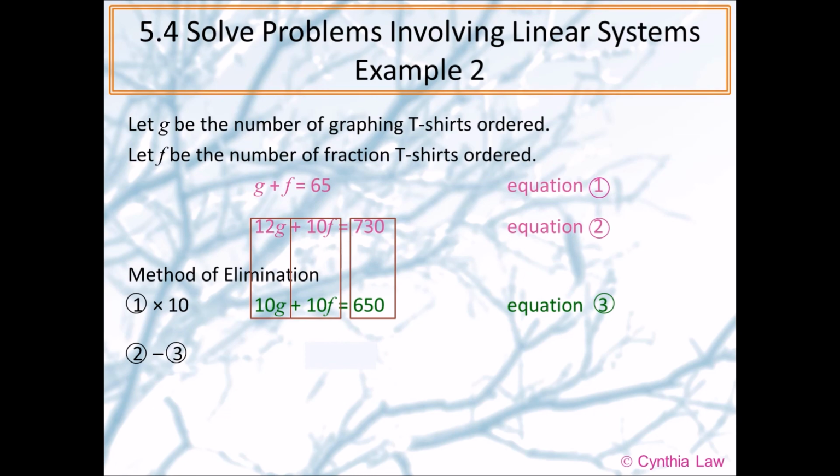So this is why I do not want to do it backwards by taking equation 3 and subtracting equation 2. Of course, if you do it, you will still get the same correct answer at the end. But if we don't have to use negatives, why not? So 12G subtract 10G, I have 2G. The Fs will be cancelled. And then 730 subtract 650 is 80. So then I divide both sides by 2. I have 40. And so Ms. Low ordered 40 graphing t-shirts. And we're finished with this question.